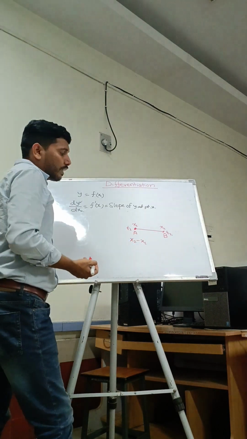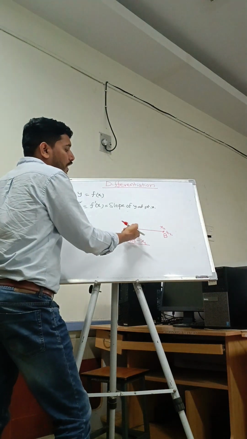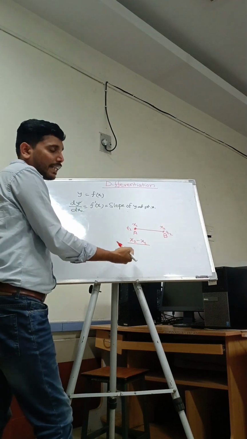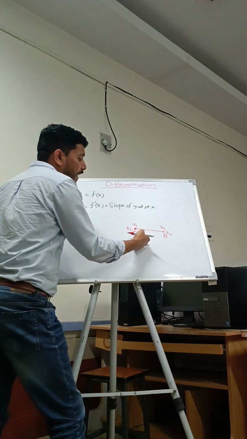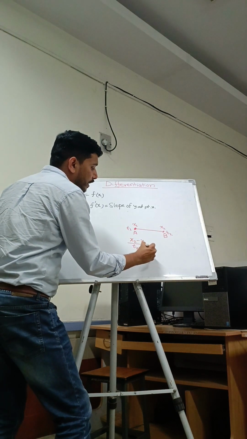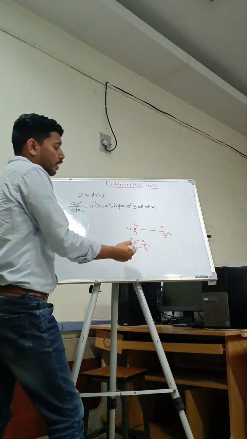So this is the change in one physical quantity with respect to change in another physical quantity. With respect to what? With respect to time. We define this as change in position with respect to change in time. The change in time from A to B will be t2 minus t1.